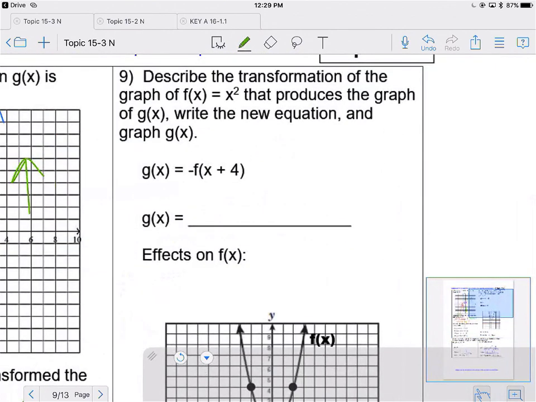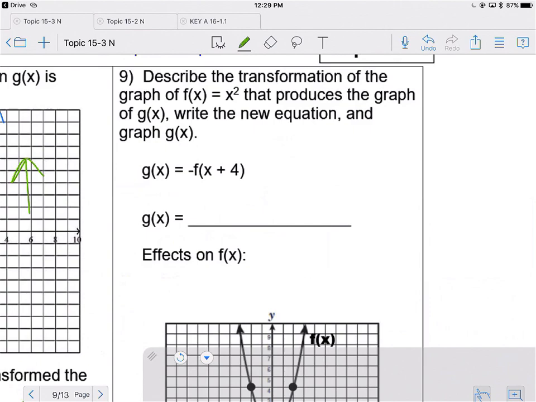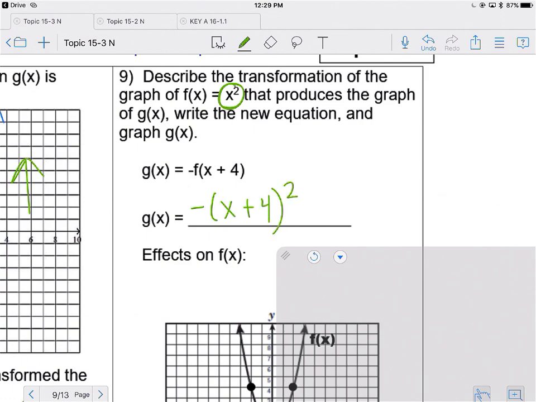Problem 9 asks me to describe the transformation of the graph of f of x equals x squared that produces the graph of g of x. Write the new equation and graph. So they're telling me g of x is negative f of x plus 4. So f of x is x squared, so we replace the f with the squared on the back. Basically, you take this and make it look like that. So the only change that we did is put a squared and got rid of the f.